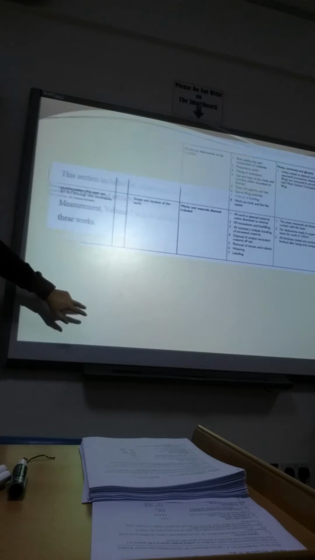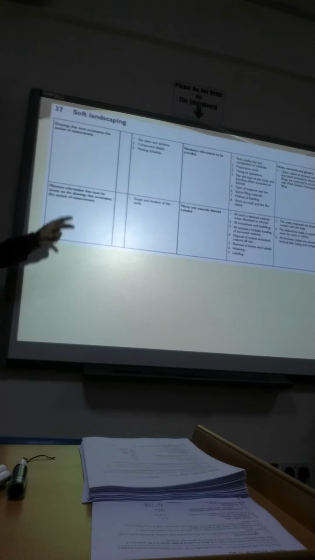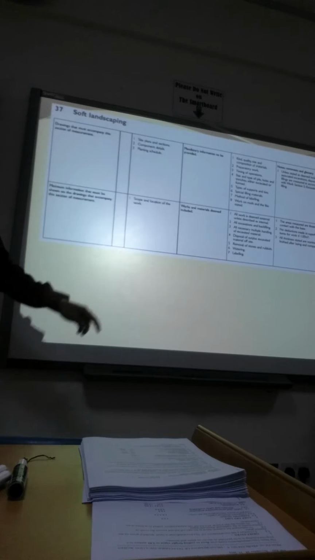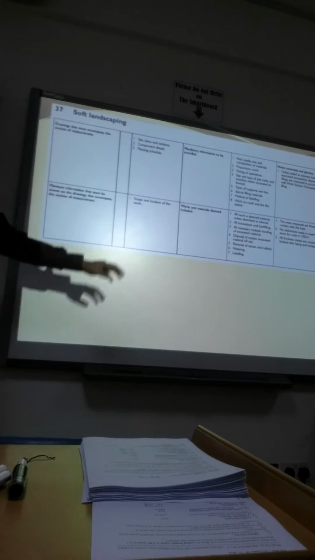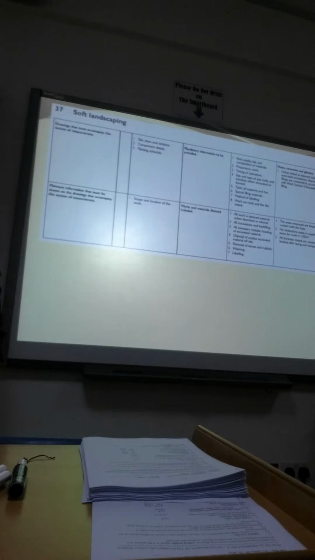Therefore, in this case, it is stated in Work Section 37, soft landscaping. Then the drawings that must accompany the measurement under this work section are the site plan and section, the component details, and the planting schedule, meaning that there will be a timetable for when the plants will be implemented.